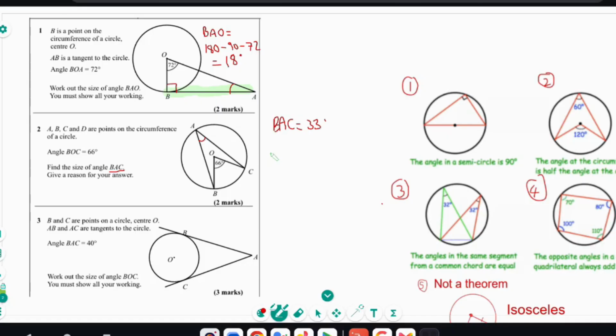And the reason is the angle at the circumference is half the angle at the centre. So if asked for a reason, you have to actually quote the circle theorem. You see how that's a bit different than showing your working out. I missed a little E off there. Oops.